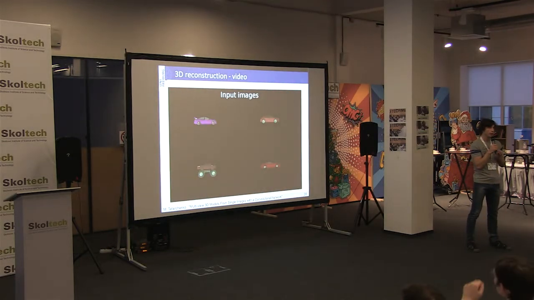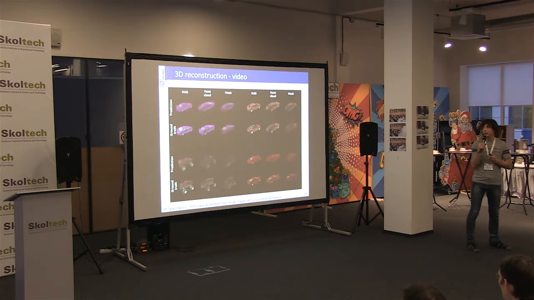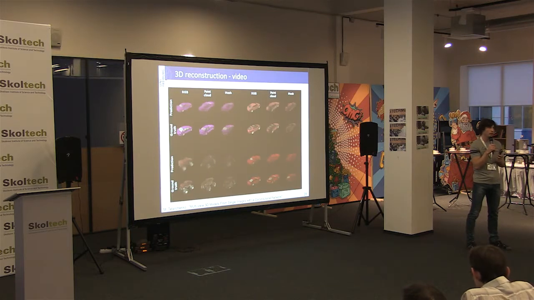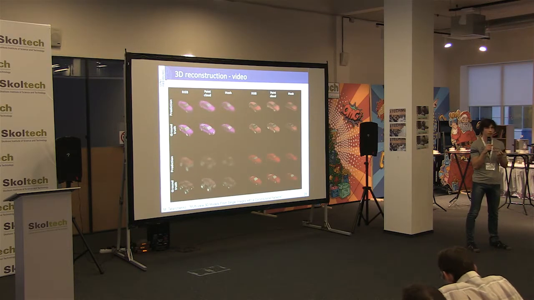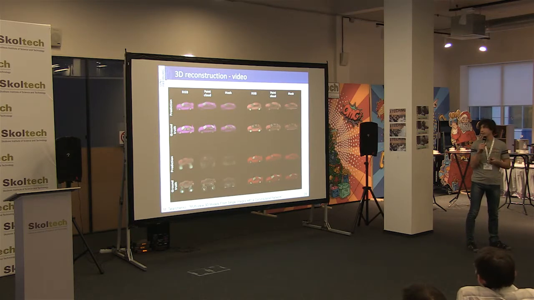Here I want to emphasize two things. First, that I've already mentioned before, that the network has never been enforced to generate consistent results. So it always generates single images, and it has learned by itself that different output views of the same input object should be somehow consistent.